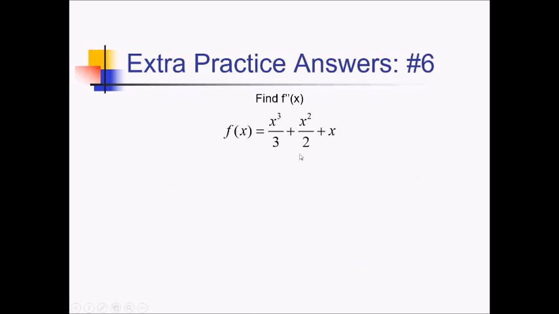On this problem, I'm just trying to find f double prime. So I'm going to take the first derivative, and then I'm going to take the derivative of that. First derivative, using the power rule, 3 times a third cancels out, so this is just x squared for that first term. Next term, 2 times 1/2 cancels, so we just have plus x. And then finally, derivative of x is just 1.